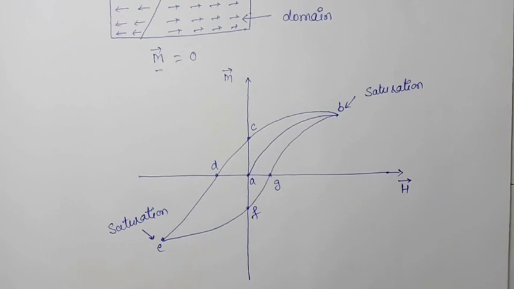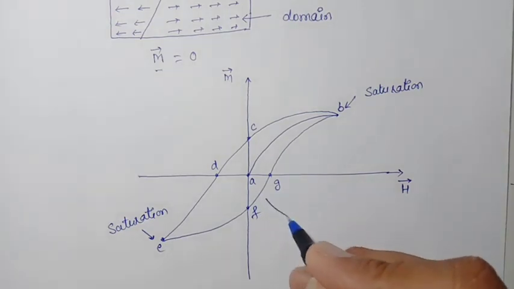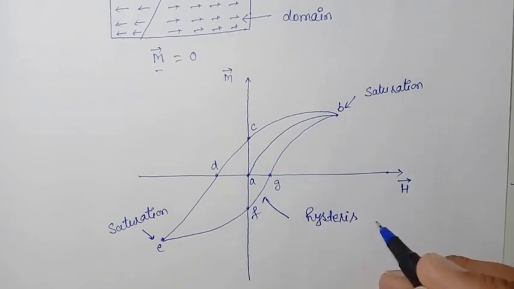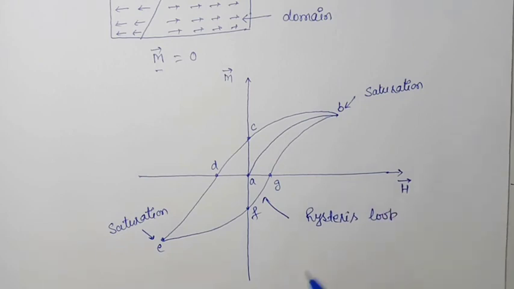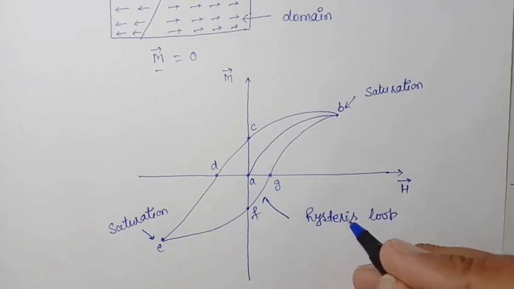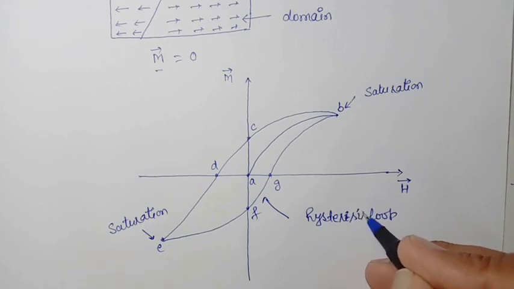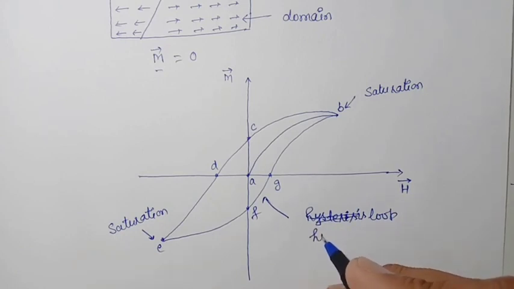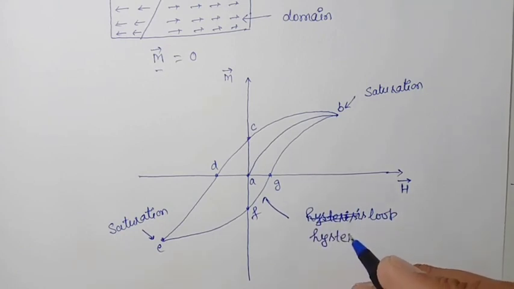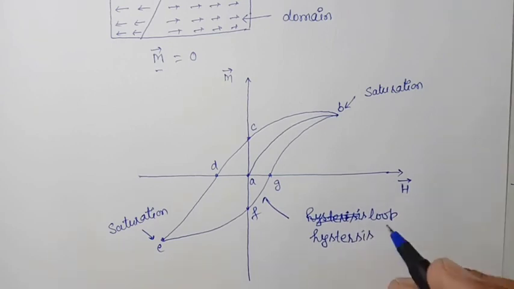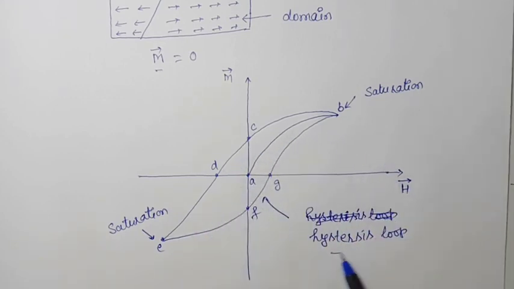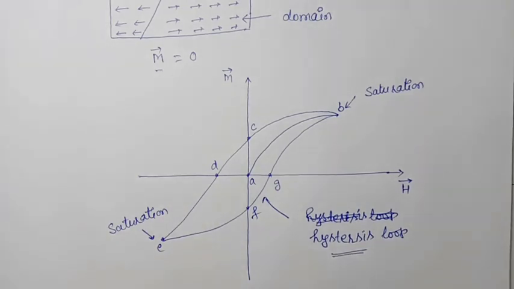This whole path A, B, C, D, E, F, G, B is known as a hysteresis loop. This total loop is known as the hysteresis loop.